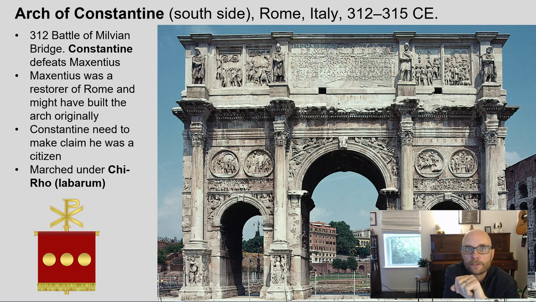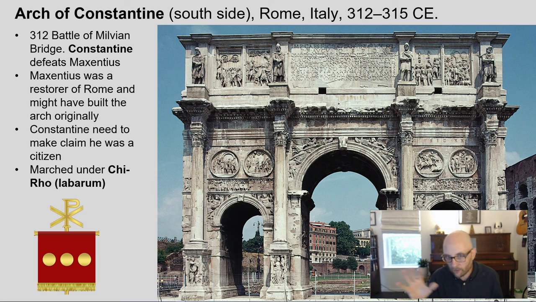But by the time we get to the 4th century, Christianity is becoming a very popular religion within the Roman Empire. So Constantine was a tetrarch, and he got into a skirmish with another person who claimed he had right to the throne, Maxentius. And at the very famous Battle of Milvian Bridge in 312, Constantine's army defeated Maxentius's army.